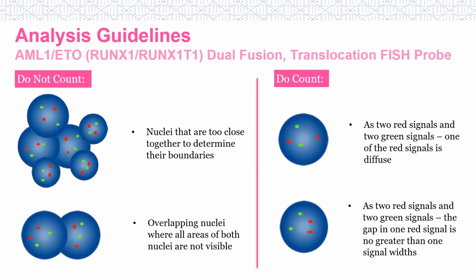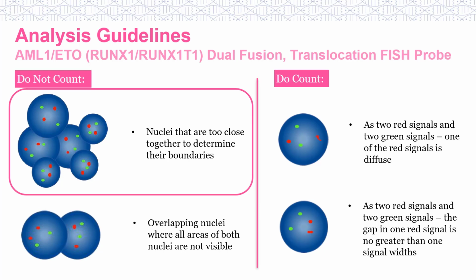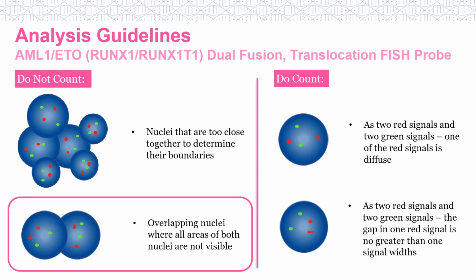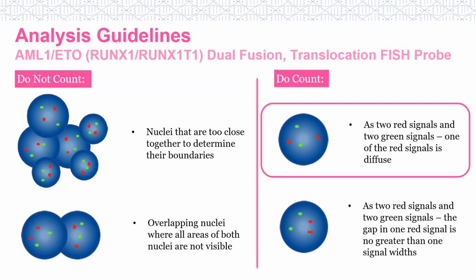The analysis guidelines for the AML1 ETO translocation dual fusion FISH probe kit are similar to the ones previously discussed. Nuclei that are clumped should be avoided, as well as overlapped nuclei where all areas are not visible. An analyst should consider any nuclei that has a diffuse signal, such as this, to be a 2 red, 2 green signal pattern.